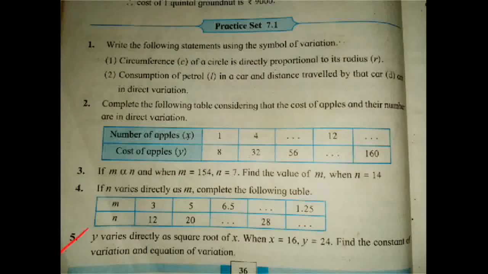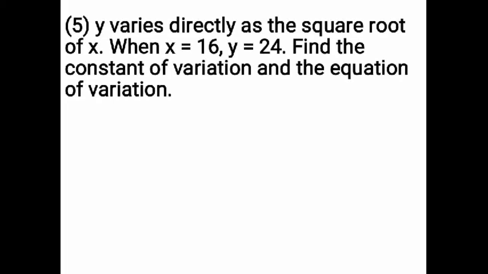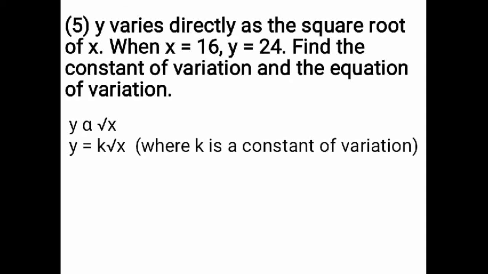Next, y varies directly as square root of x. When x is equal to 16, y is equal to 24. Find the constant of variation and equation of variation. In question what is given, you have to write that statement. Y is directly proportional to square root of x. Use the formula of the constant of variation in direct variation: y is equal to k root of x, where k is a constant of variation.